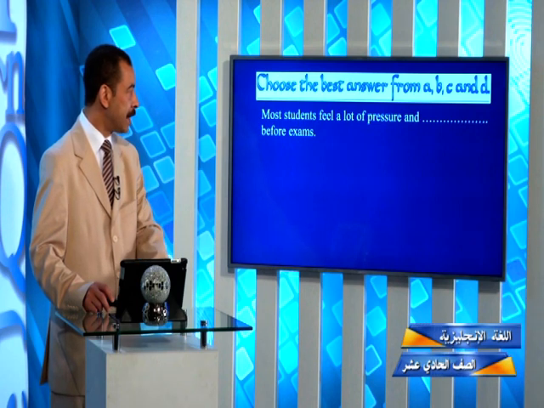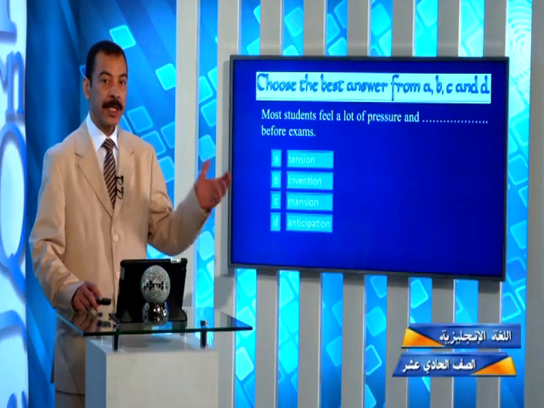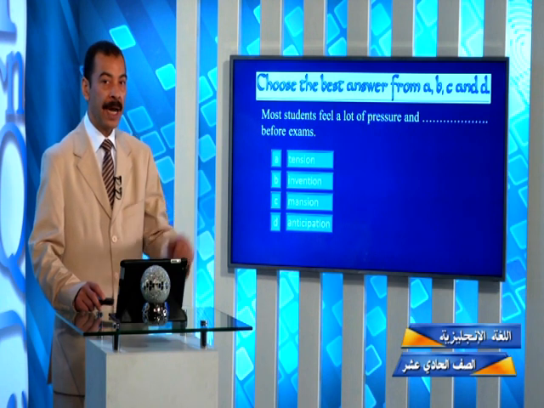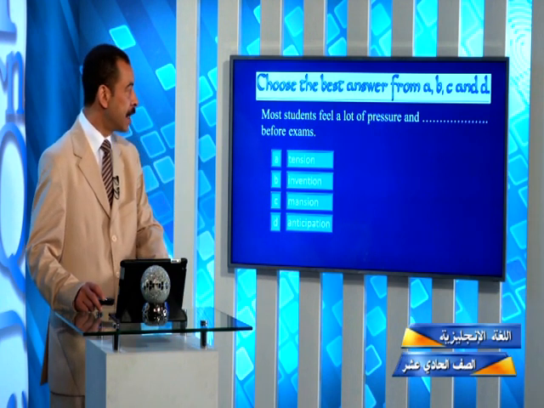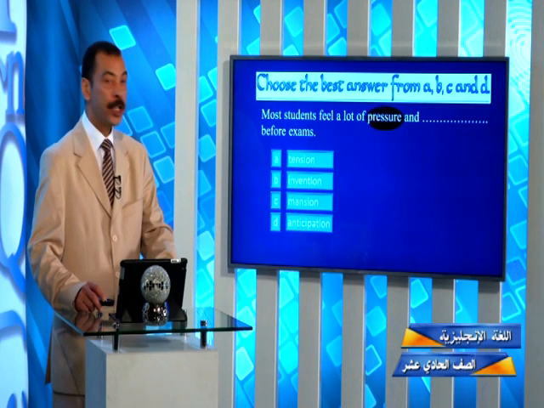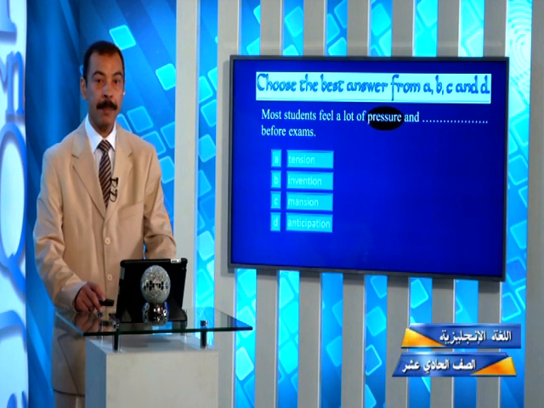If, for example, you have this example like this one: most students feel a lot of pressure and ___ before exams. You have to choose between tension, invention, mention, or anticipation. Of course, you need to study the sentence and to find clues that will help you to find the right answer. Now, if you look at the sentence here, we have the word pressure. Pressure and. So which word goes with pressure and? Do we say pressure and tension, or invention, mention, or anticipation?